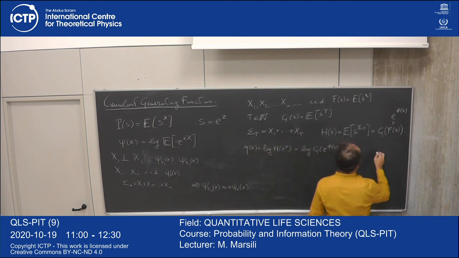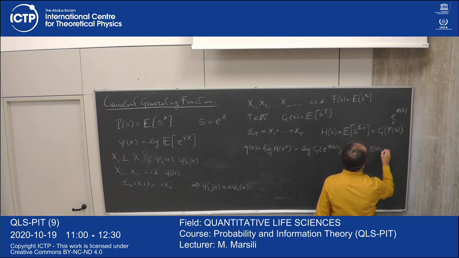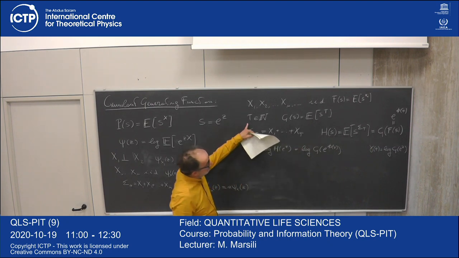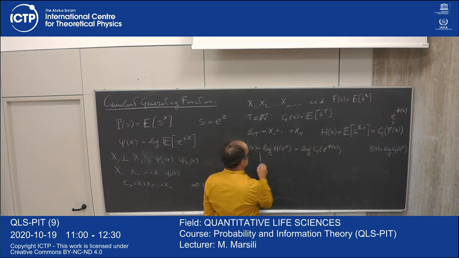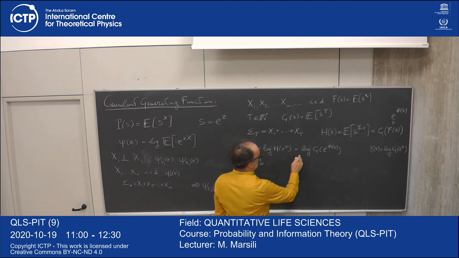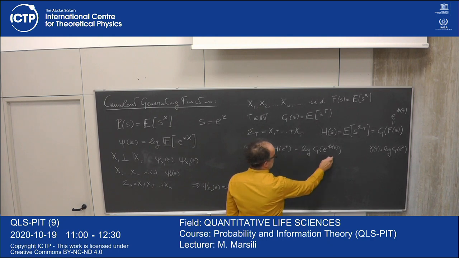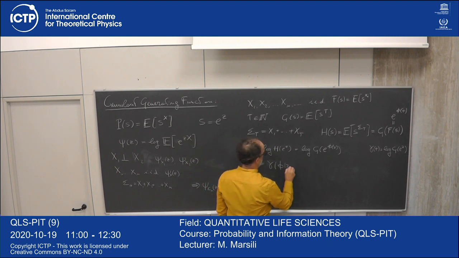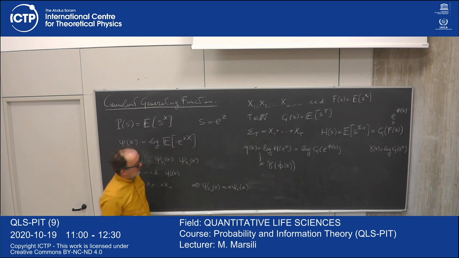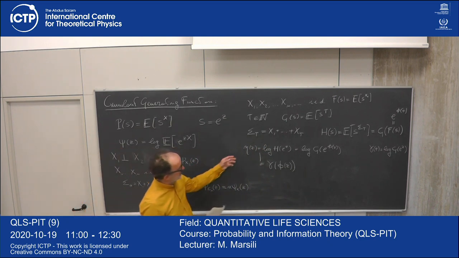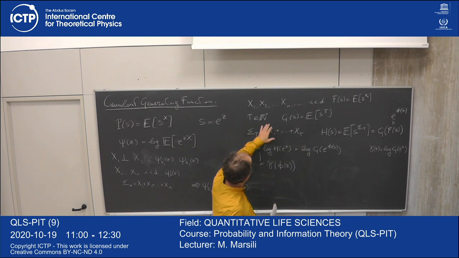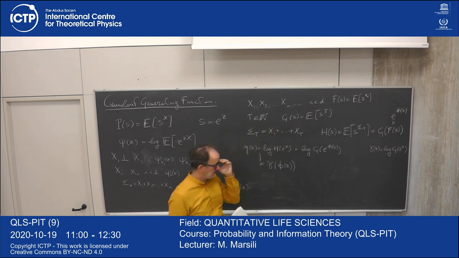And if I define gamma of z as the cumulant generating function of the random variable t, then you see that this is nothing but essentially the logarithm. This is exactly equal to the cumulant generating function computed in phi of z. So the cumulant generating function satisfies the same type of equation as the generating function for sums of a random number of integer random variables.